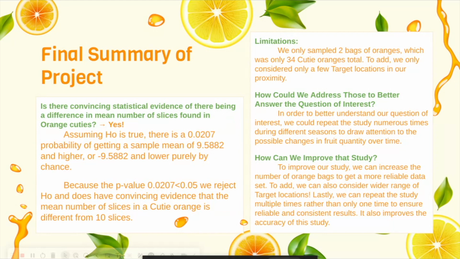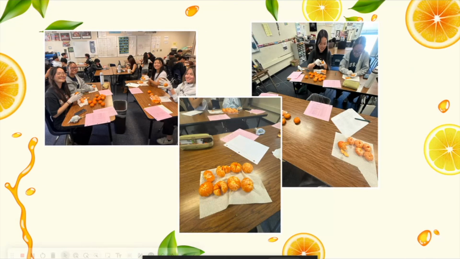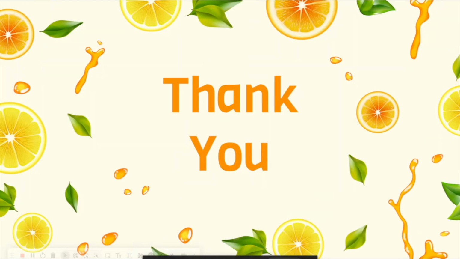And lastly, we can improve our study by increasing the number of orange bags to get a more reliable data set. And we can also consider a variety of target locations instead of limiting it to only 4 locations and using 2 locations from those 4 locations. And then we can also repeat the study multiple times to ensure that our data is both reliable and consistent. And these are pictures that we took when doing this study.